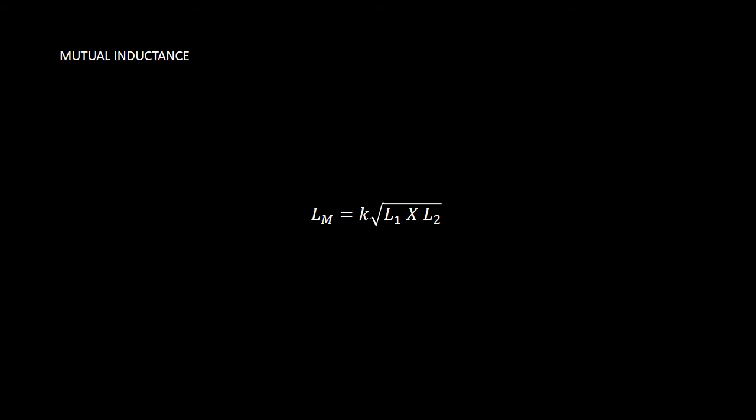Phase relationship in series and parallel inductance. When coils are joined in series, the total inductance is, as shown on the screen at the top, LT equals L1 plus L2 plus L3, and so on. Notice that the individual inductances add together like series resistors.